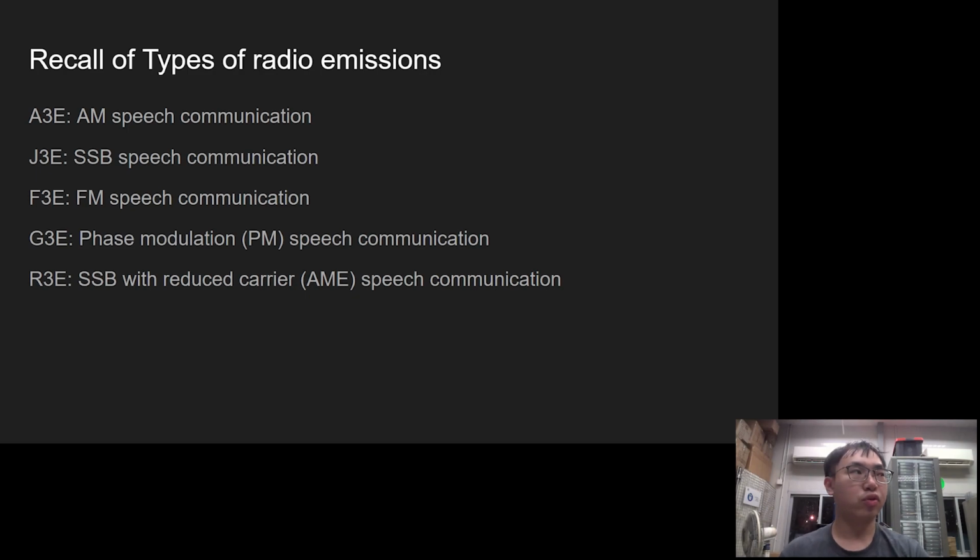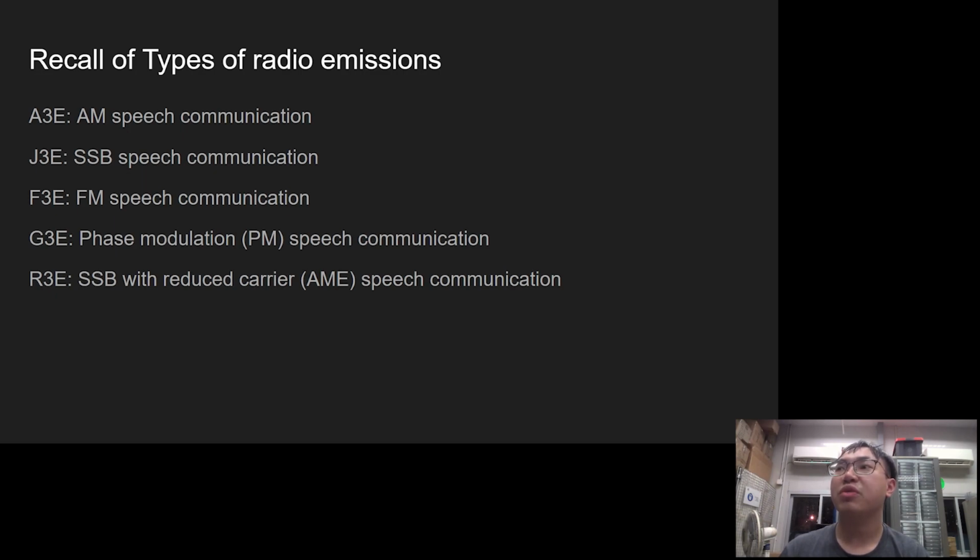Okay, so we have gone through AM, DSB-SC, SSB-SC, and FM broadcast just now and in our previous lesson. So I have to talk about this once again. You will see this kind of radio emission types, or class of radio emission, in your ASL, amateur station license. So they will ask you what the three letters are, right?